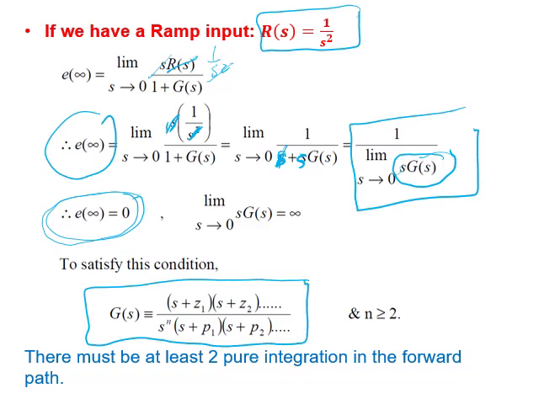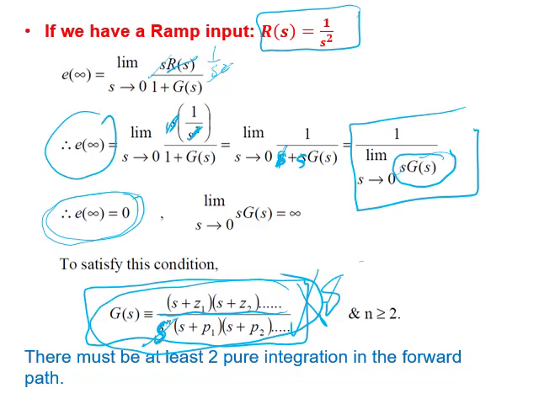So there will be s multiplied into this function. Now if I have here only one s, this s will cancel this s. The remaining will be a finite value. That means if I want the error to be 0, I have to get this value to be infinity. How to make it infinity?